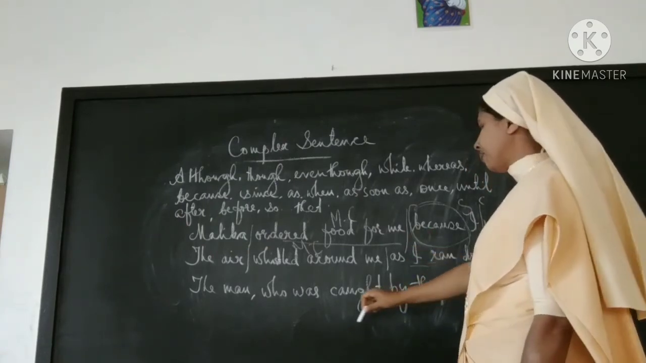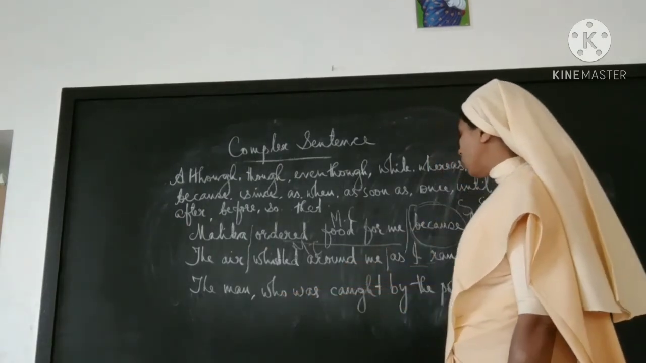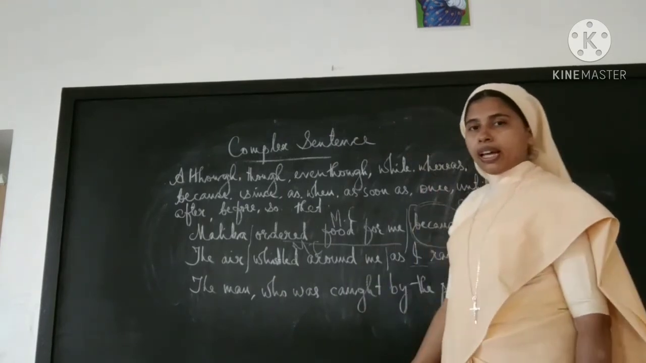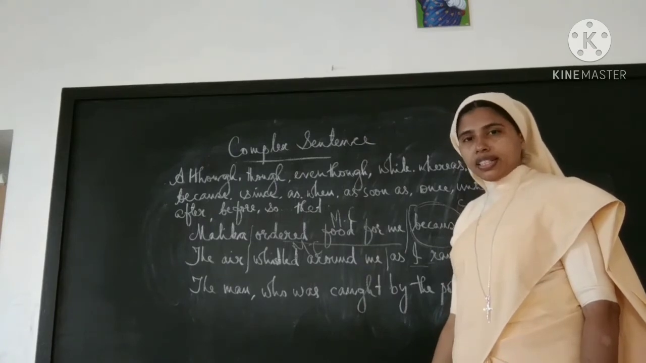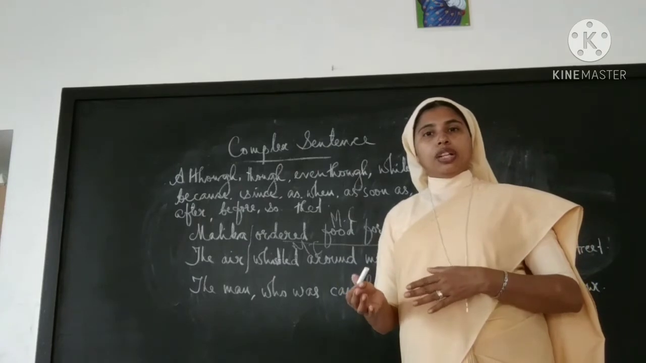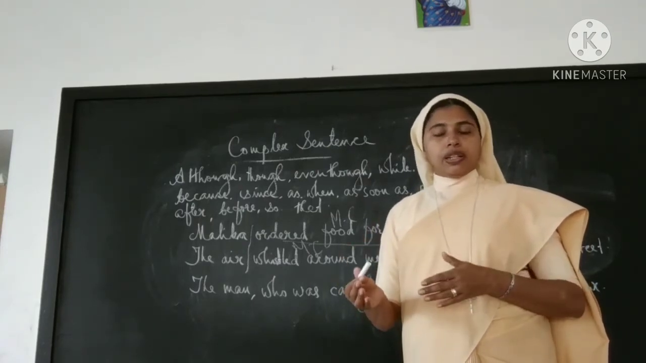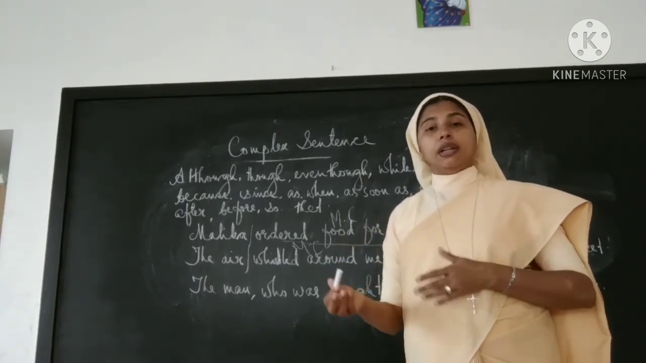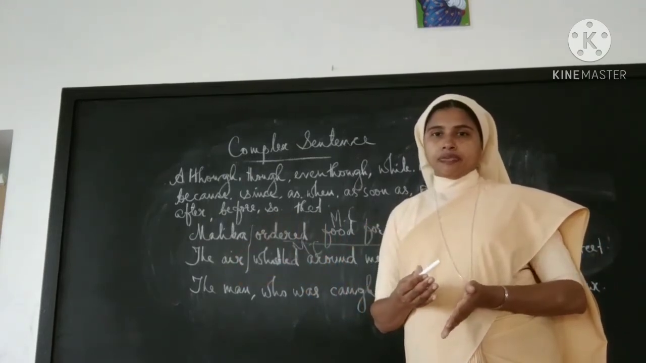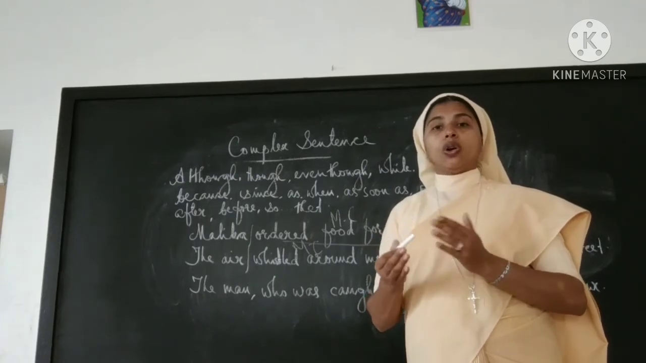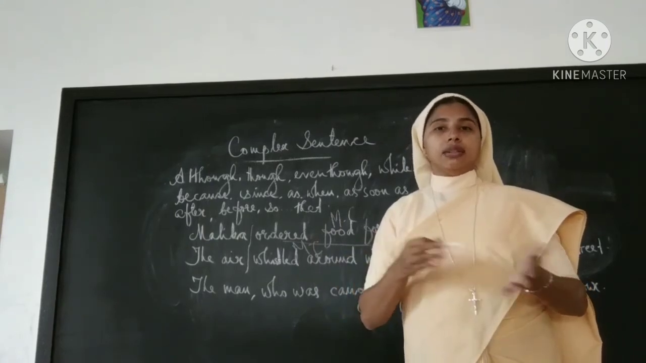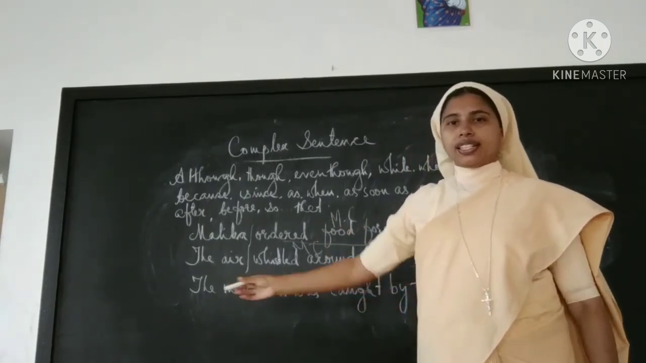Next sentence. The man who was caught by the police is my neighbor. One thing I have to say: the subordinate clause or the main clause can be placed at any place. It can be in the beginning or in the end or in the middle. Sometimes the sentence or the clause will be cut in between and another clause will be inserted in between the clauses. Let's see the sentence.